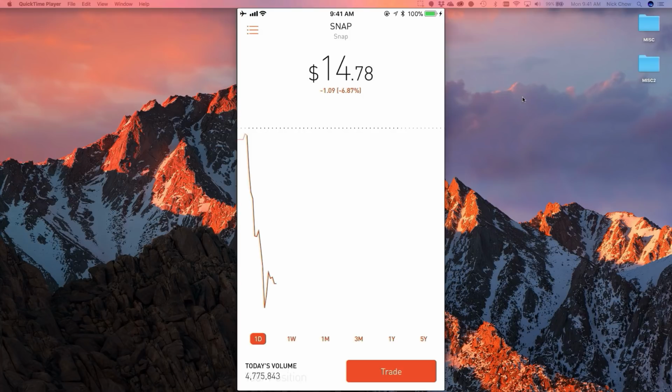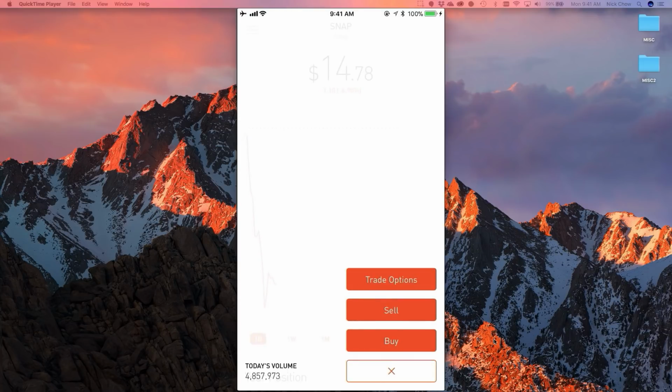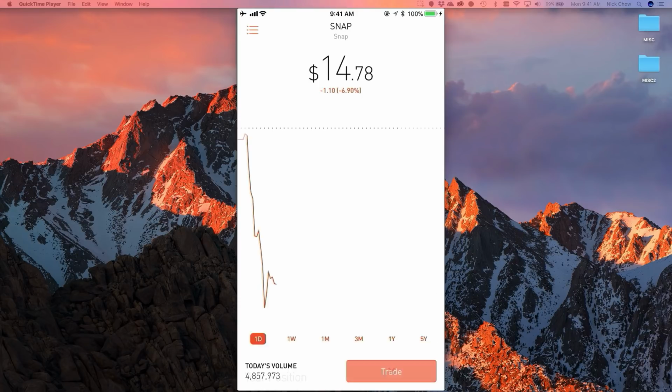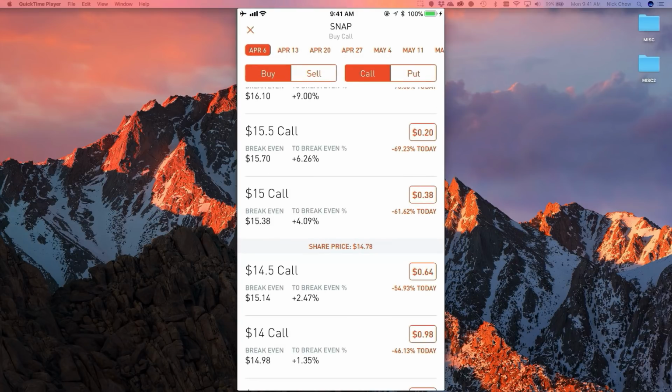Just to get you familiar, if you're new to Robinhood options, there's a new trade button down here. You click on trade, and now when you hit buy or sell, that's for buying or selling the stock that I have. I do own some stock in Snapchat, or Snap. What I will do is click on trade options, and here it brings up their options chain.